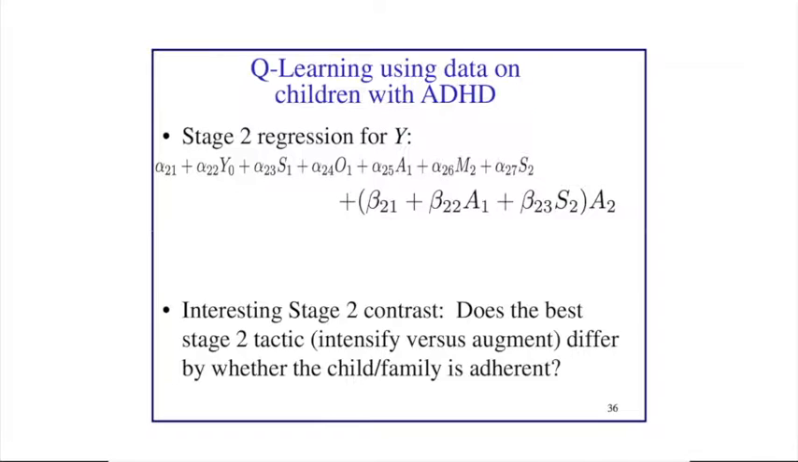If A2 is negative, the only way we can get a higher predicted school performance is if this linear combination is negative. So when the linear combination is positive, we're going to want to choose A2 equal 1, that is, intensify. When this linear combination is negative, we're going to want to choose A2 equal -1, that is, augment. And that's related to this clinical question: does the best stage 2 tactic, intensify versus augment, differ by whether or not the child-family pair was adherent?